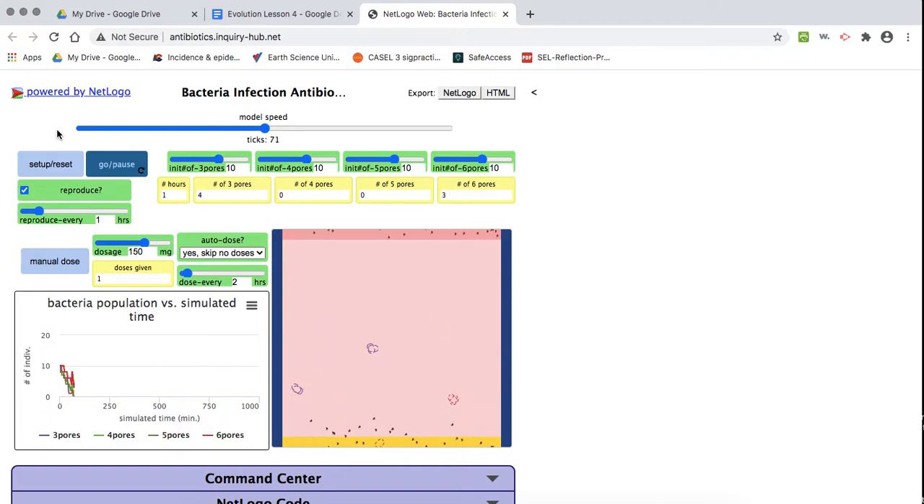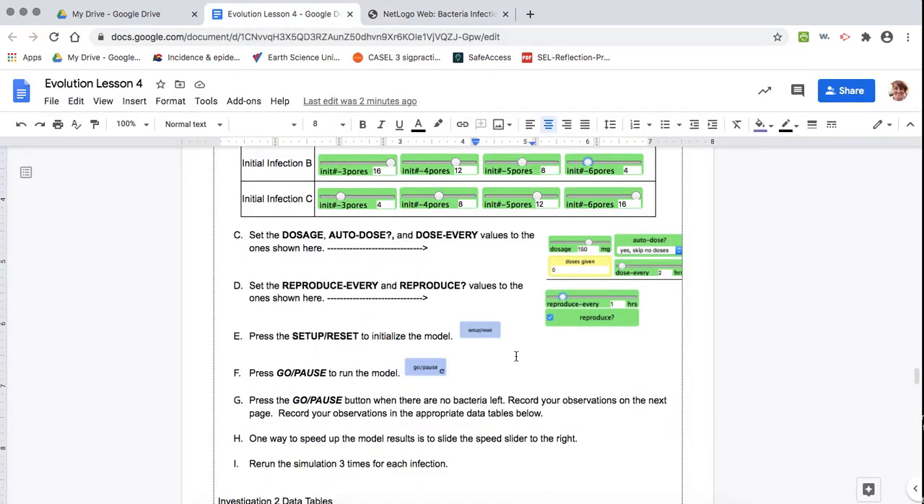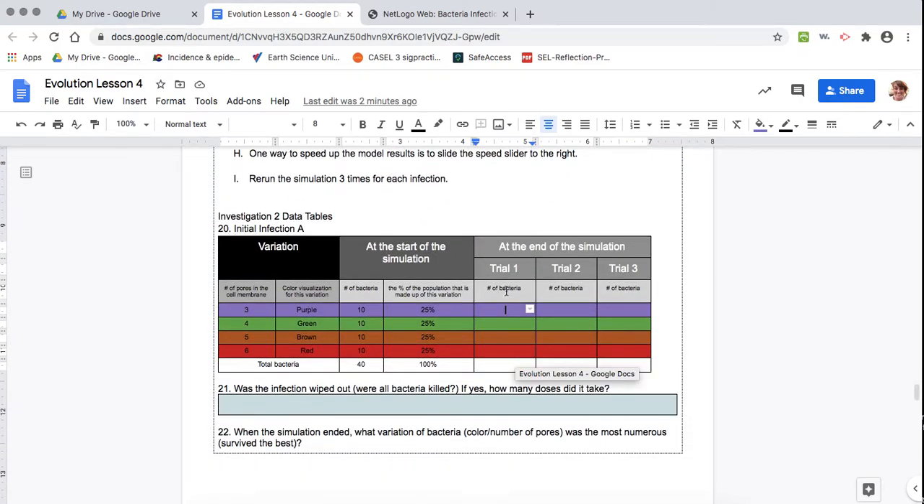You can see the antibiotic coming from the top. Looks like that first dose wiped a lot of them out. Oh, and then the second dose wiped them all out. So it looks like maybe purple definitely had the most towards the end. So that'll be something to remember later on. So I'm going to record my data in data investigation A. So at the end of that, I had 0 of each of the 4 variations.